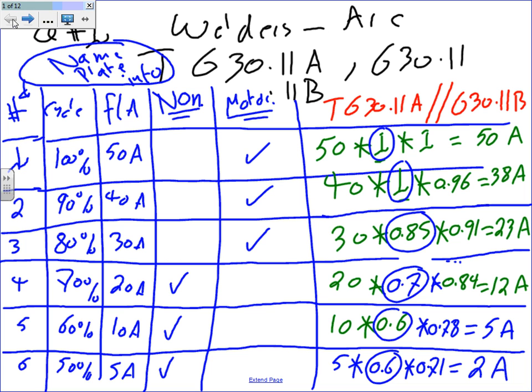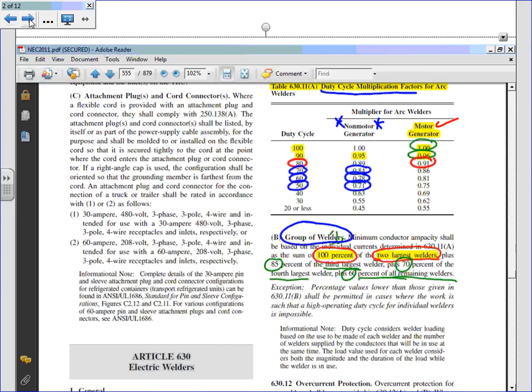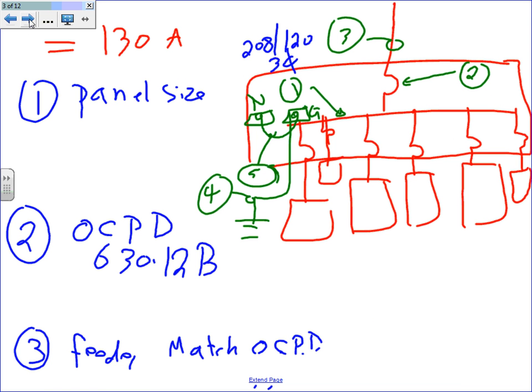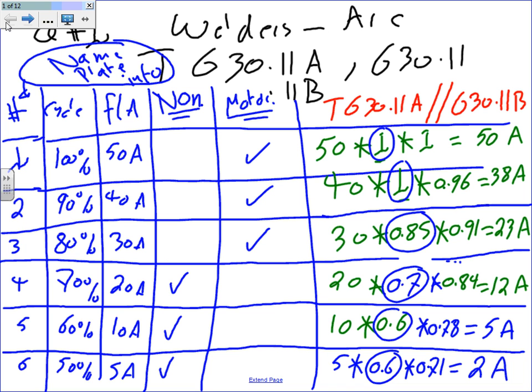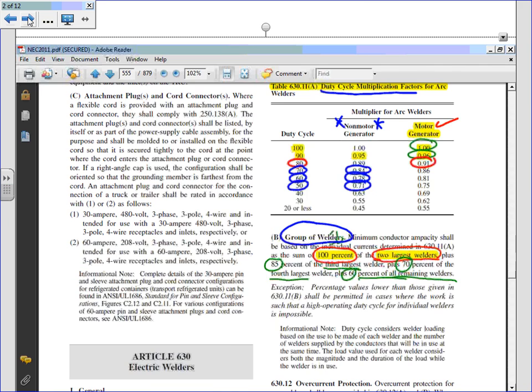we're going to go add them all up. So when you add them all up, because they all fit from the same feeder, you're going to end up with 130 amps. Do they add to 130 amps? So why do we add them all up? Because they're all fed from the same feeder. There's 6 of them. Add the amps up.